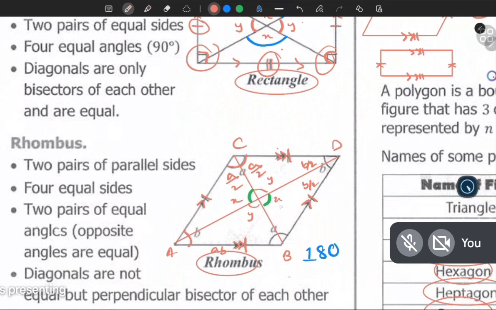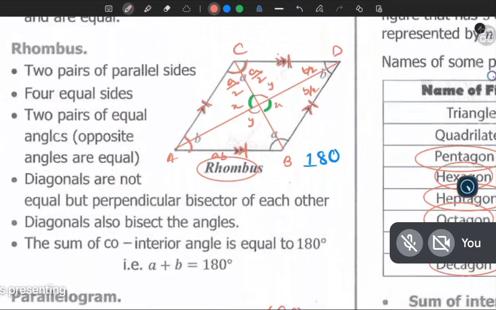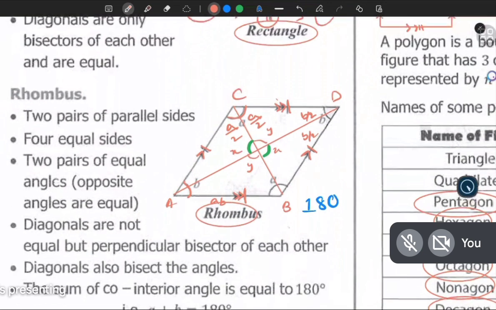And then again you have the property of vertically opposite angles in the diagonal. So each angle is equal to the opposite angle. And since these are two sets of parallel lines, A plus B will give you 180. How? Because it looks like a C, if you remember that concept, right? So these angles will be equal to 180.